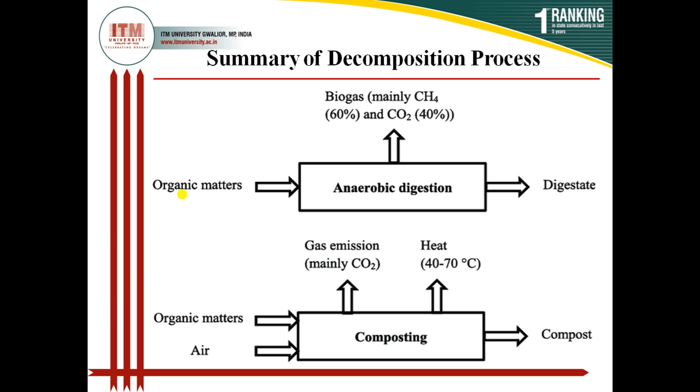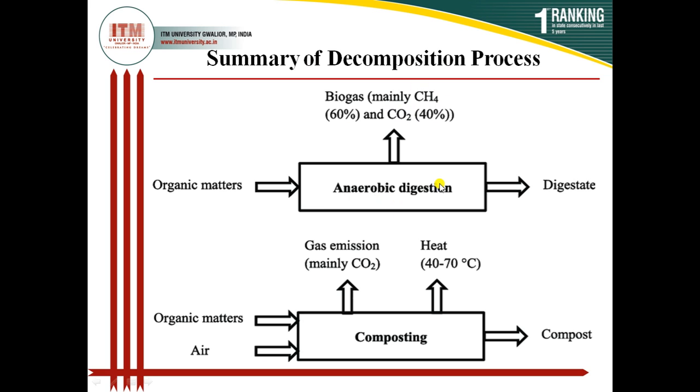We have organic matter. If it is anaerobic digestion, this organic matter is digested by the microorganism in absence of oxygen. In absence of oxygen, methanogenic bacteria can work. So they release biogas, mainly methane. So biogas is a combination of methane, carbon dioxide and hydrogen sulfide. This methane is the ignitable gas, so it can be used in combustion.